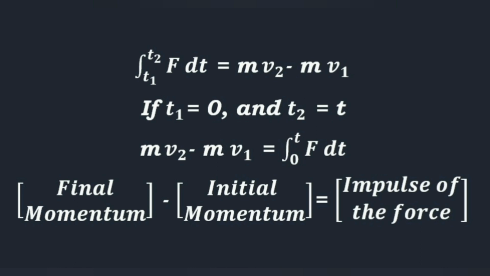If t1 is equal to 0 and t2 is equal to t, we can write mv2 minus mv1 is equal to integral 0 to t F dt. That means final momentum minus initial momentum is equal to impulse of the force. Which also means that the total change in the momentum of a particle during a time interval is equal to the impulse of the force acting during the same interval of time.